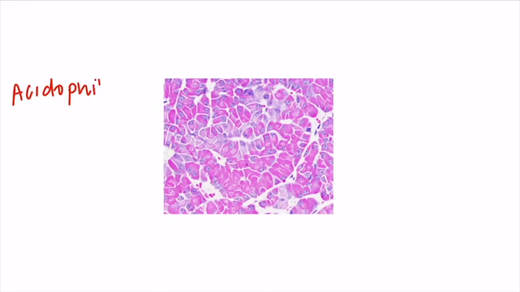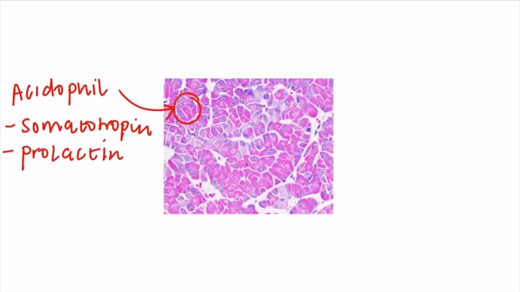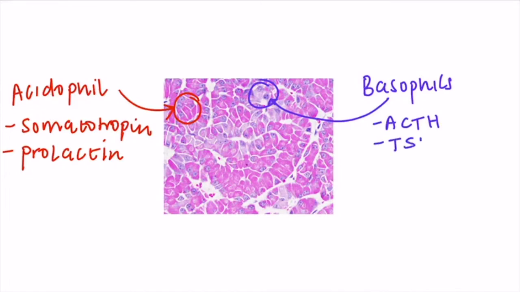We will take a closer look at the cells in the anterior pituitary gland. Acidophils have pink cytoplasm and dark nuclei and are made up of two cells that secrete the growth hormone somatotropin and the hormone prolactin. Basophils appear as darker cells with purple cytoplasm and are made up of three types of cells which secrete glycoprotein hormones: ACTH, TSH, follicle-stimulating hormone, and luteinizing hormone.